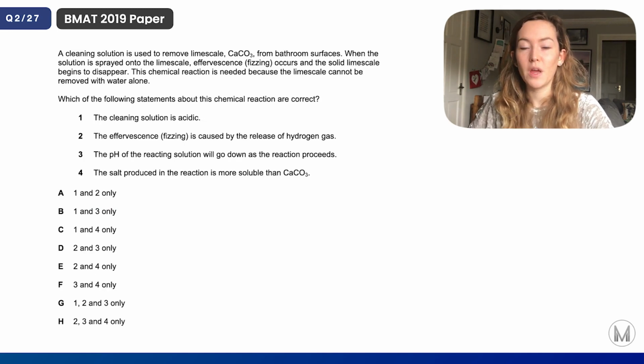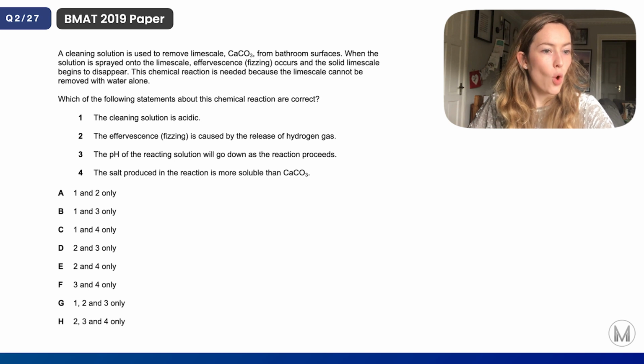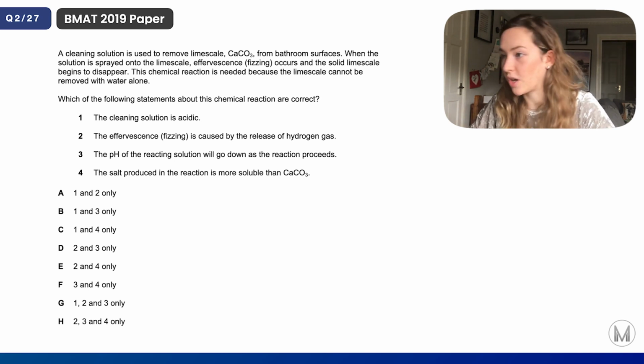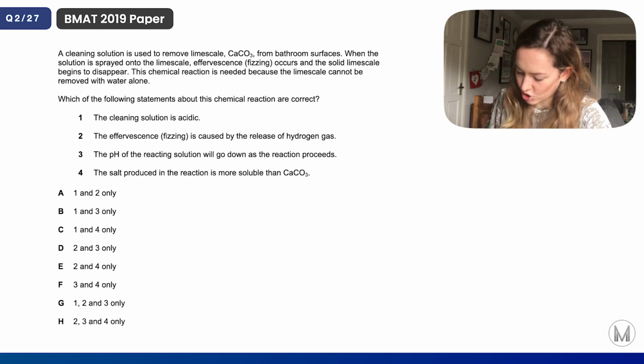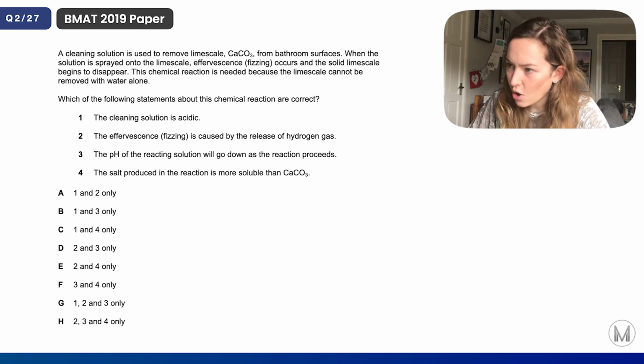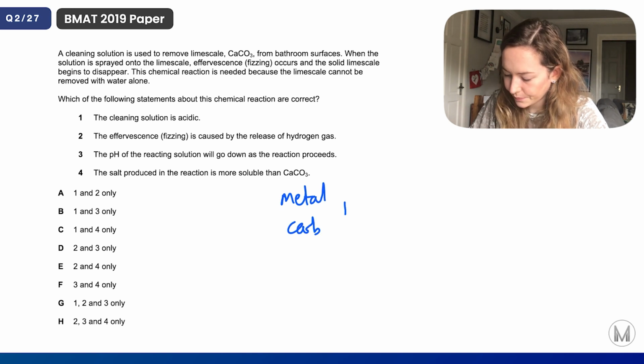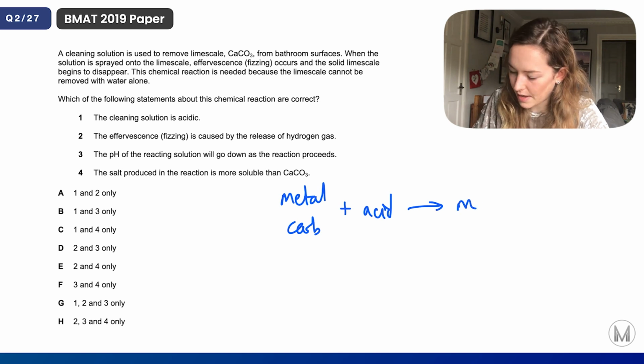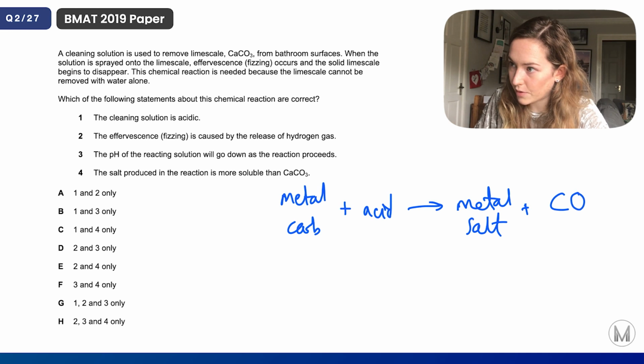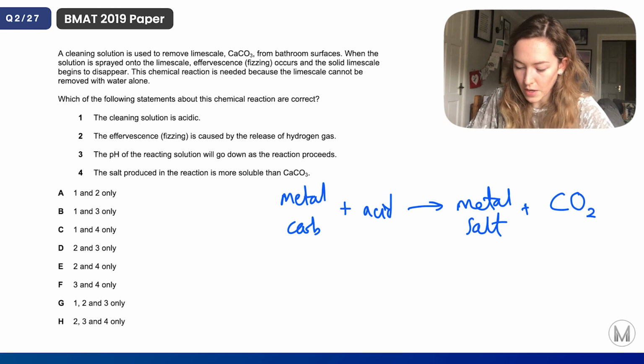Our second question. The first thing I'm going to notice here is that I've got a metal carbonate. So when I react that with a cleaning solution, then I'm going to have carbon dioxide being formed. So I can write this as a general equation in the corner to help me with this question. So metal carbonate plus an acid is going to be a metal salt. And of course, it's going to be carbon dioxide. CO2 is going to be made.